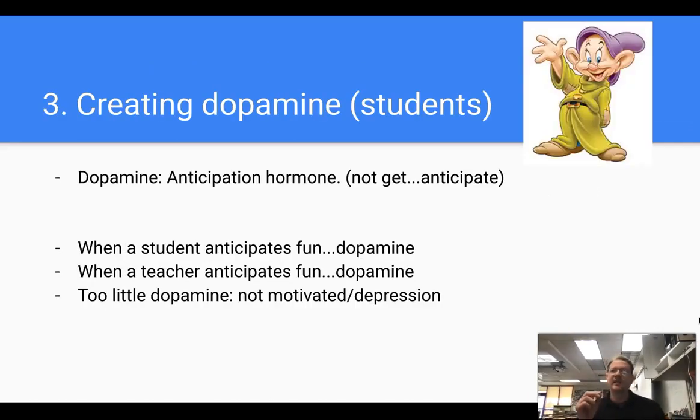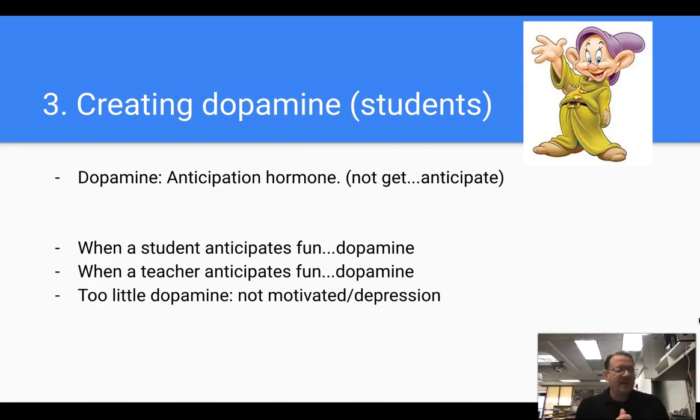That step brings us to step 3, which is creating dopamine for the students. Dopamine is sometimes incorrectly identified as the feel-good hormone. It's not wrong, it's just incomplete. Dopamine is the anticipation hormone. And there is new research that suggests that dopamine also gets released when bad things happen too. So it's not just a feel-good hormone. It can be, but it's not always.